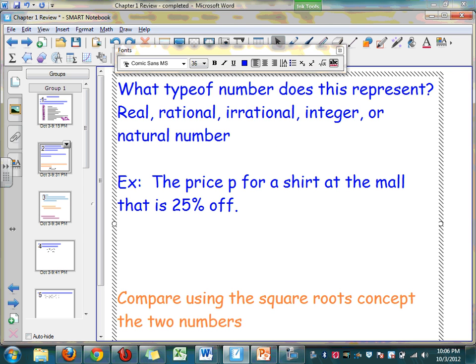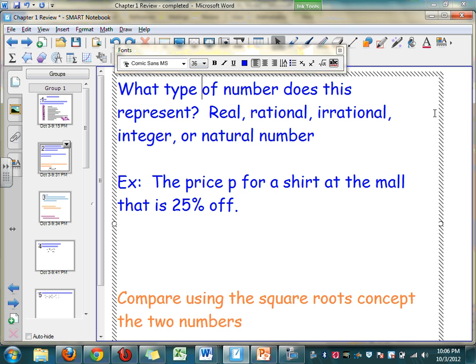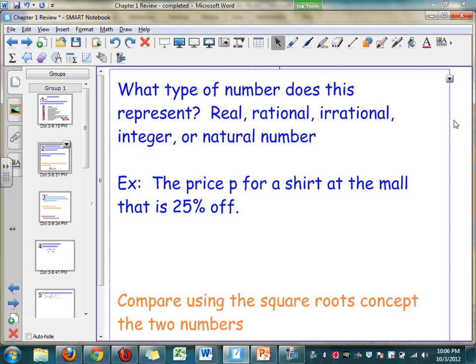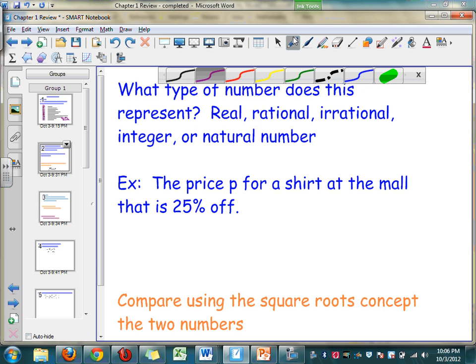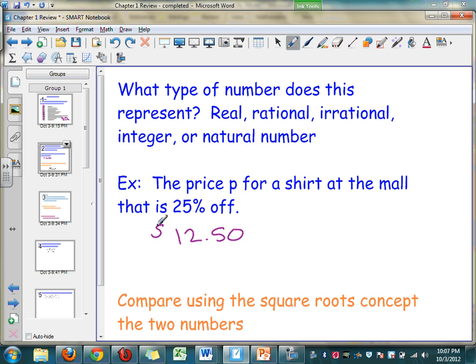What type of number does this represent? Real, rational, irrational, integer, or natural? Well, the answer to that is going to be, how do we do this? Well, you need to say the price P for a shirt at the mall that is 25% off. Well, what type of a price would a shirt be? Well, let's say it's $12.50. Okay, well, again, if it's $12.50, can you tell me what type of a number is that?